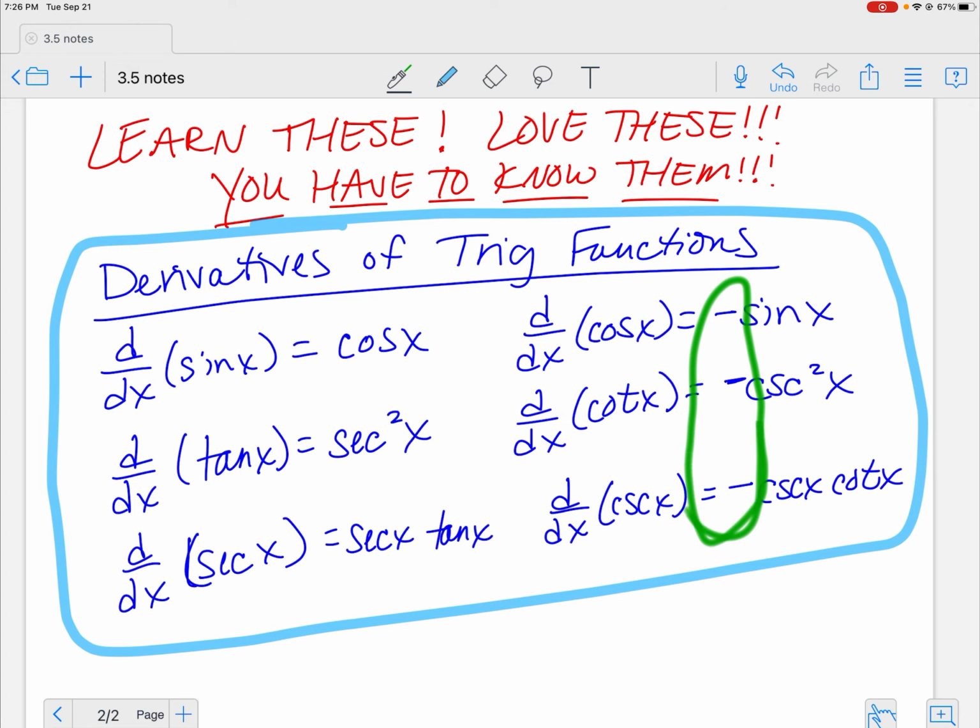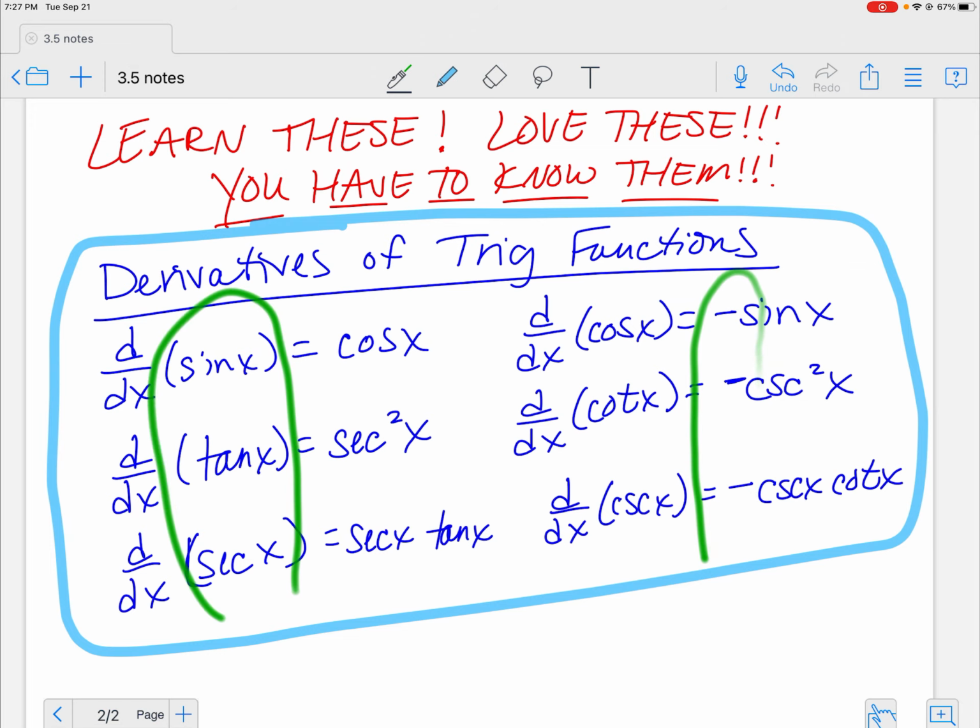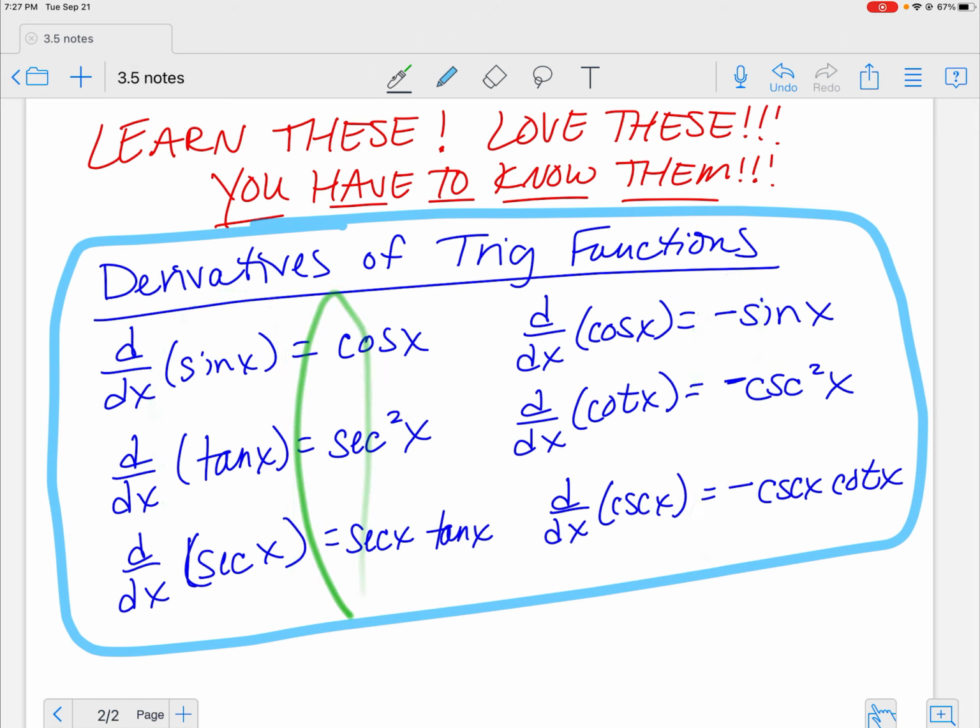Something else to point out. What do you notice right here about all the cos? The derivatives of all the cos are negative. The derivatives of all the regular functions are not. But all the derivatives of the cofunctions are negative. All right? Learn those and love those. Okay.